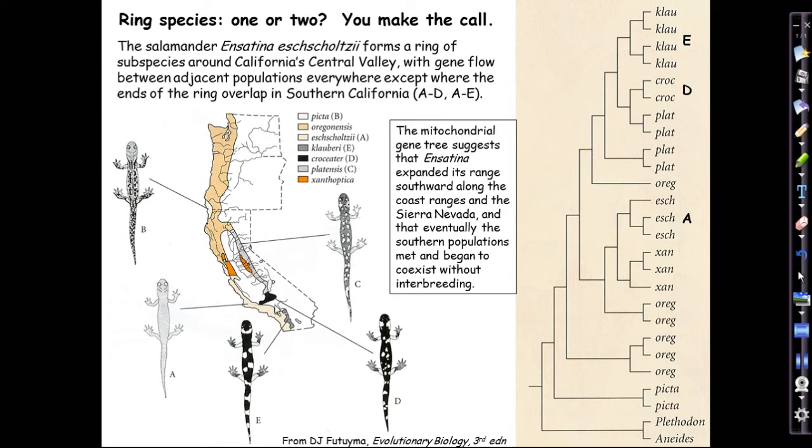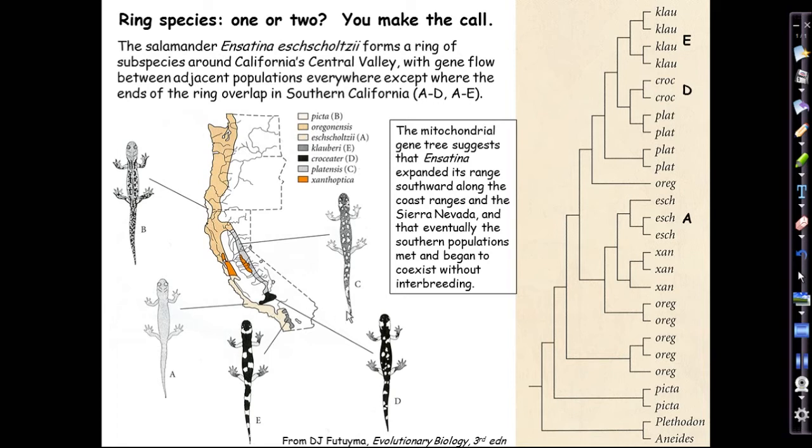That's true everywhere around the ring, except in these places that are the ends of the ring, where suddenly we have a jump, a big gap in the mitochondrial genealogy or in allele frequencies at nuclear loci, indicating in agreement with the large difference in appearance between the salamanders living together, that actually they're two different species.